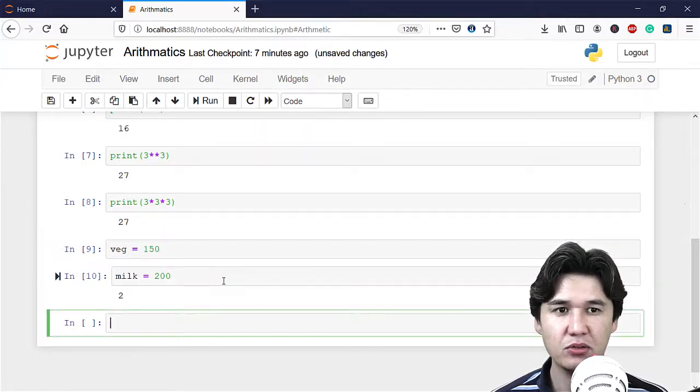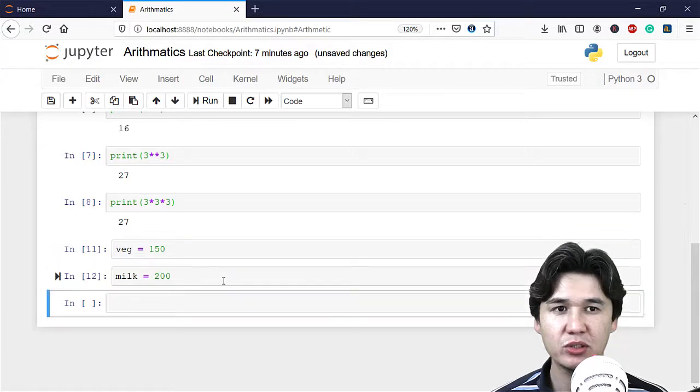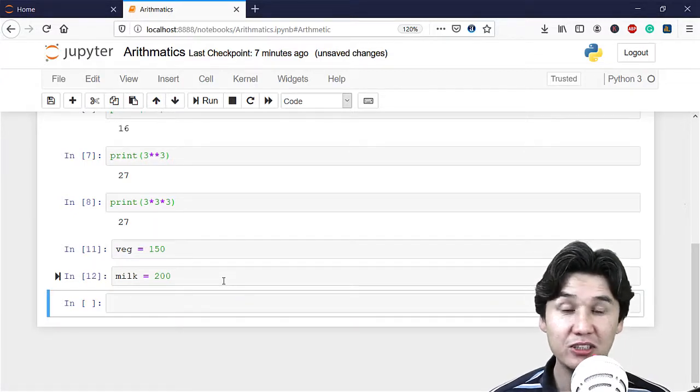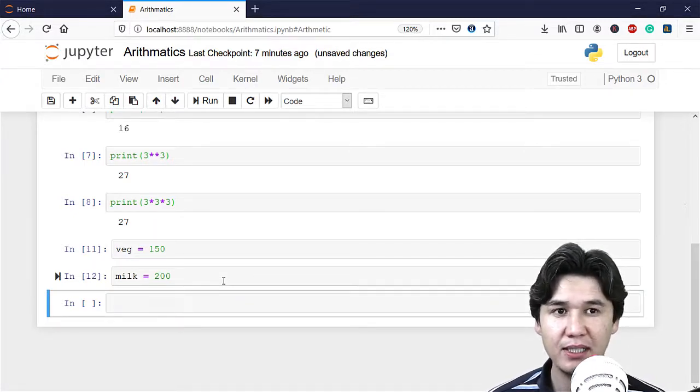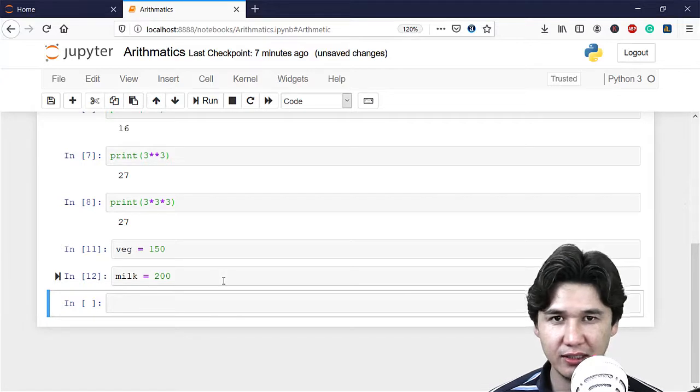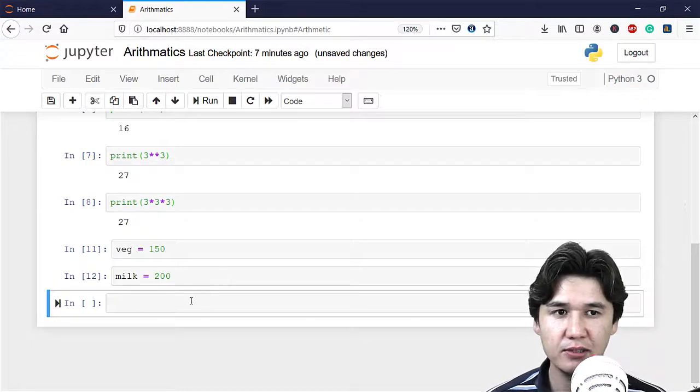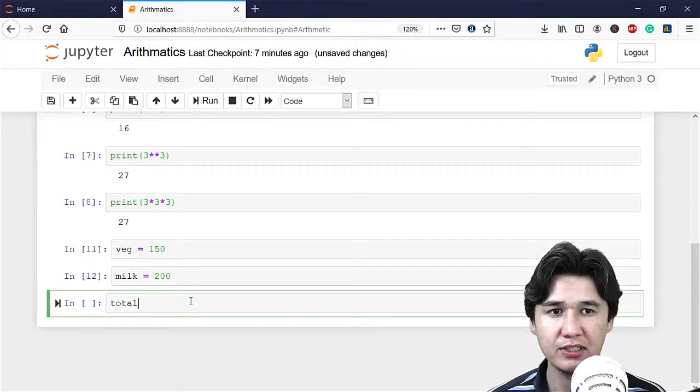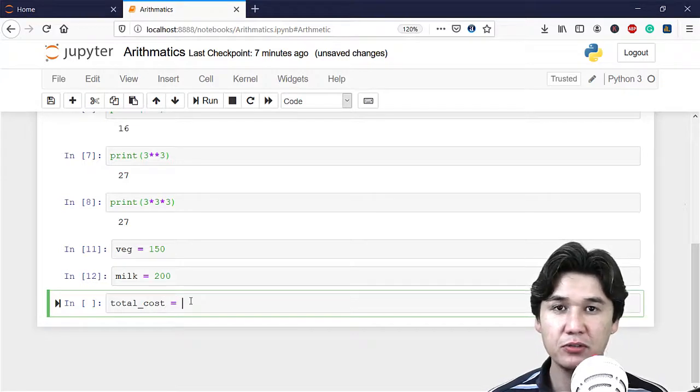Okay, now I'm going to run both of these. What should be the total cost of milk and vegetable? It means I need to pay the total cost to the customer, or to the one who is buying. Then I will say total, for example total underscore cost. Okay, now we have to add both vegetable and milk. The price should be added.